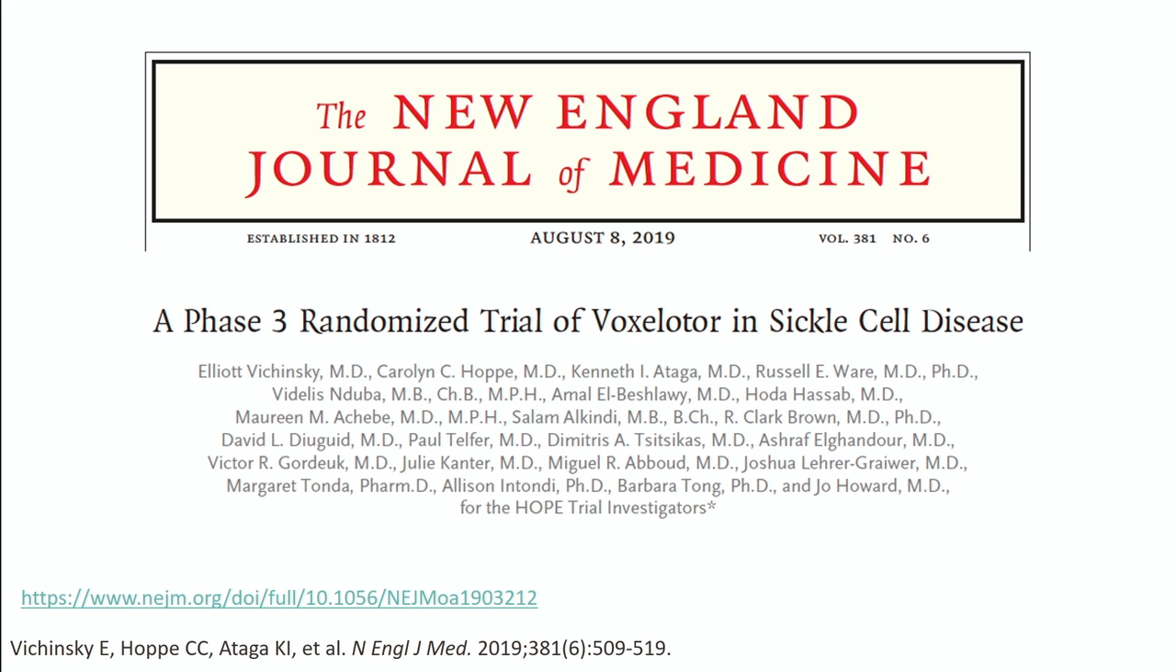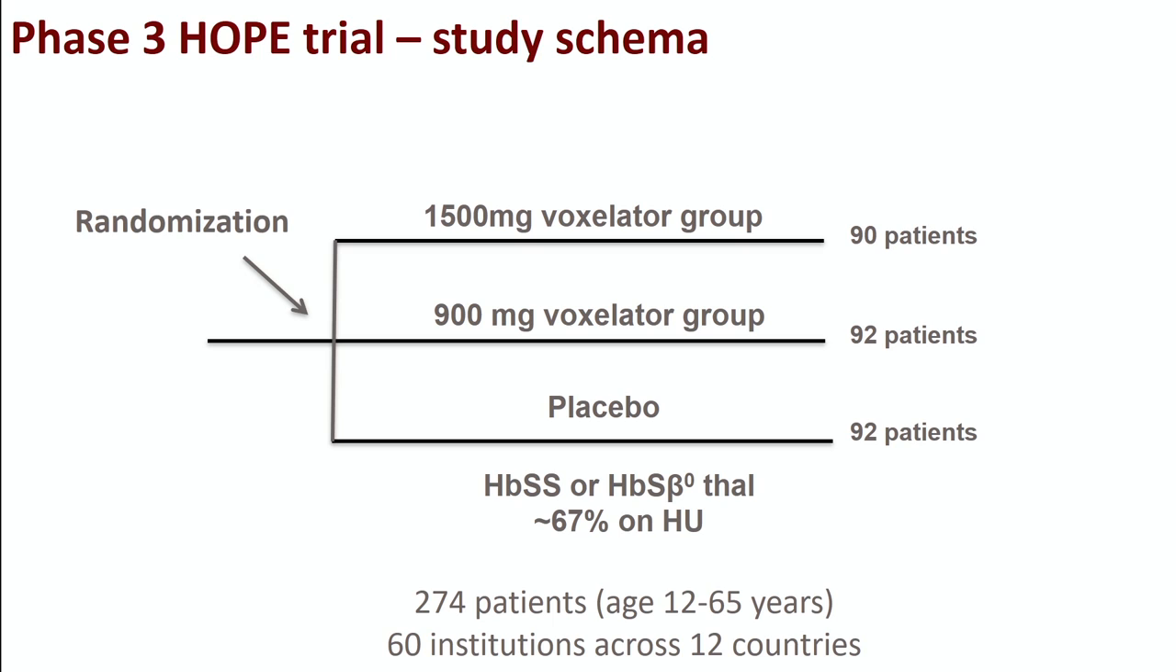So this study was published in 2019, and the drug was FDA approved, I believe, the week of Thanksgiving, so late November 2019. Here is the study schema. So 274 people were randomized to either receive 1,500 milligrams of voxelotor, 900 milligrams, or placebo. You can see the breakdown here. Very similar to the crizanlizumab study, about 67% of them were on hydroxyurea. And more importantly, most of the patients on this study were either SS or S beta zero. Very few of them were SC or other.